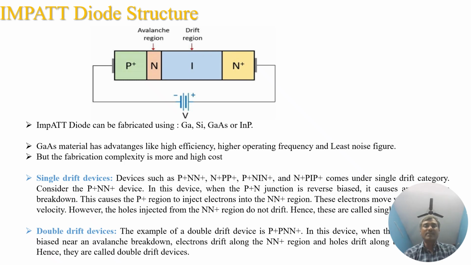In a single drift device, only one type of charge carrier can drift through the depletion region. When you consider a P plus N plus device, when it is reverse biased, the electrons from the P plus region can drift through the depletion region and reach the N plus region. Hence, it is called a single drift device. In a double drift device, both the charge carriers can drift through the depletion region. Hence, it is called a double drift device.